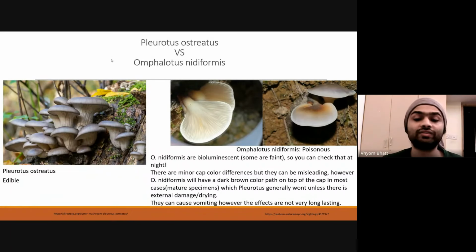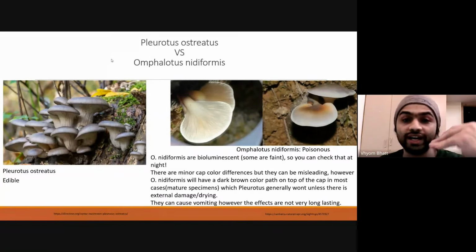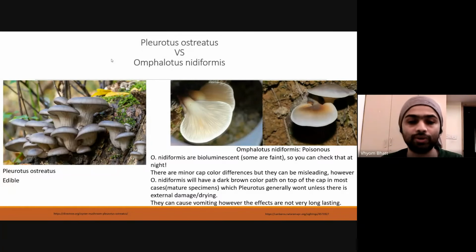Then there are minor cap color differences, but they can be misleading. However, the mature specimens on top will have a brownish blackish tinge for Omphalotus, which is not present in Pleurotus unless it is too dried, because dried mushrooms will become brown on top. So be careful if you are looking for edibles and you are finding these types of mushrooms, get it identified by an expert before eating also. And you can figure out on your own also if you are confident enough. Omphalotus can cause vomiting, but it's not very prominent. Does not last very long. It's not very poisonous, but it is still poisonous. If you don't want to vomit, don't eat it.